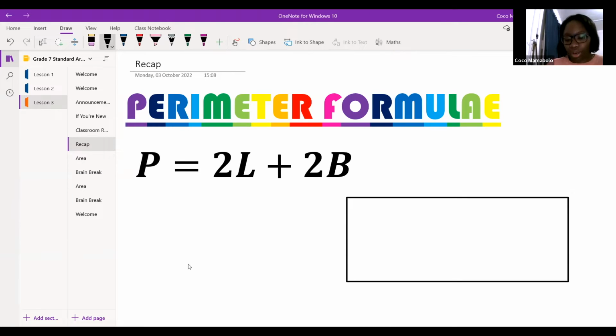All right, guys. So if I told you that the length, which is the longest side of my rectangle, is 8 centimeters, and the breadth, which is the shorter side, is 4 centimeters, how will I use my formula to calculate the perimeter? Ooh, Nosipo, we're calculating perimeter and not area. Okay, Bonolo, do you want to take it away? What am I going to write?